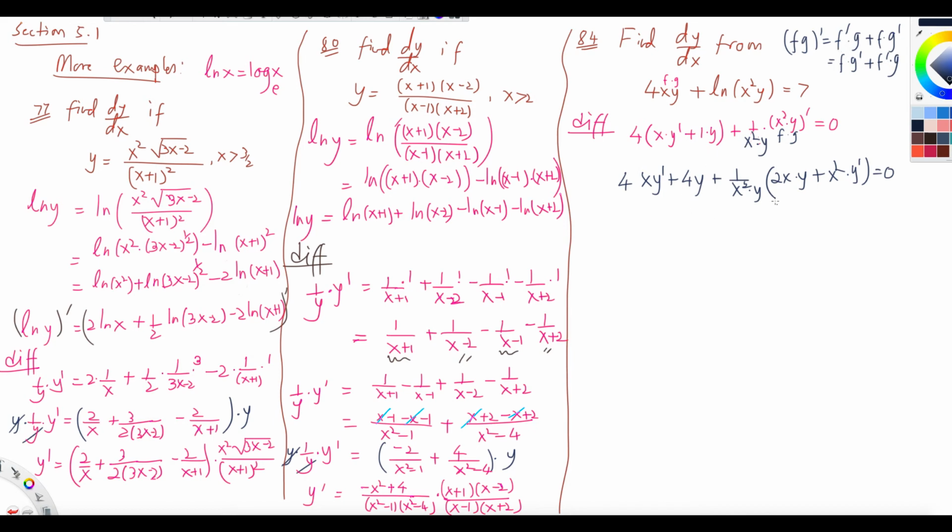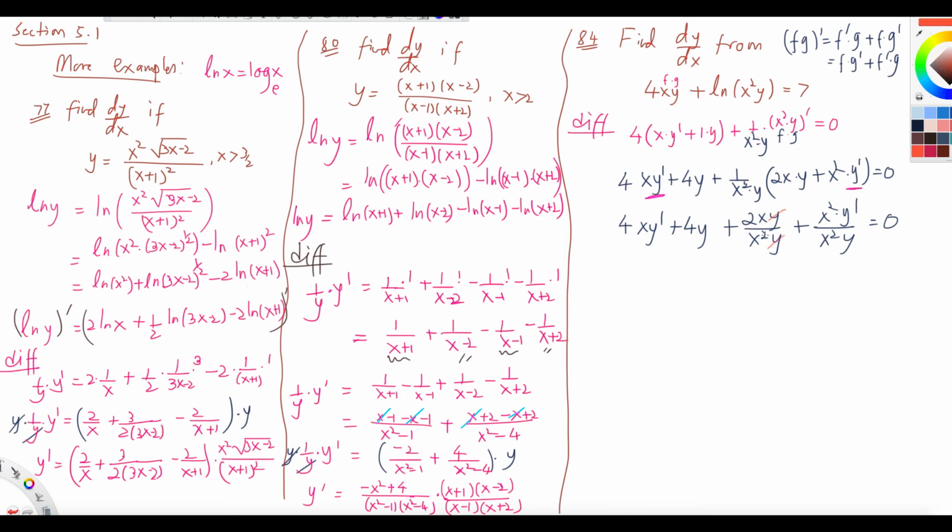Alright, now we found the derivative. Now we will distribute these, and then we will try to solve for y. You see that there are 2 terms with y prime, so we will need to solve for y prime. Okay, first of all, let us simplify that. So you get 4xy prime plus 4y plus, you get 2xy over x squared y plus x squared times y prime over x squared y equals to 0.